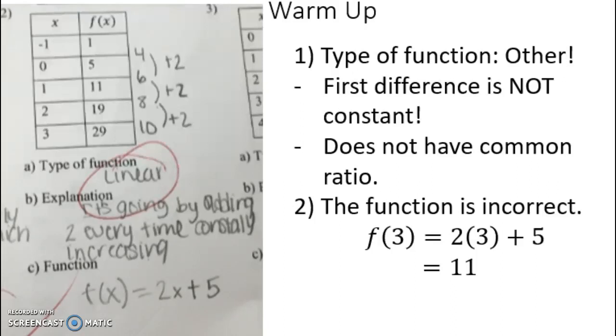Okay, hopefully this is what you answered. The student incorrectly identified the type of function. It is not linear. In fact, we called it other. It is not linear because the first difference is not constant. It is not exponential because it does not have the common ratio.